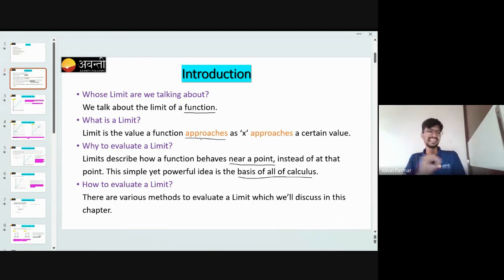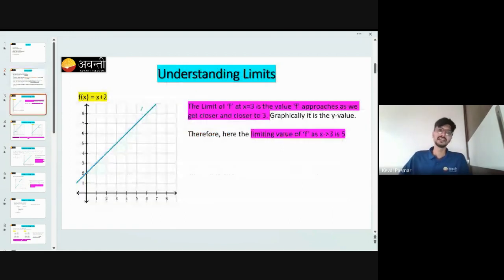For that, I have prepared a very simple graph. I hope you remember last time I told you, if you know the graph of a function, I can guarantee 50% of calculus I can teach with the graph. So let us see. Here, the graph of the function is f of x equal to x plus 2, or we can write y equals x plus 2. It doesn't matter, as we have seen y is f of x.